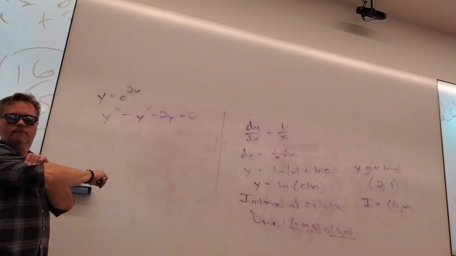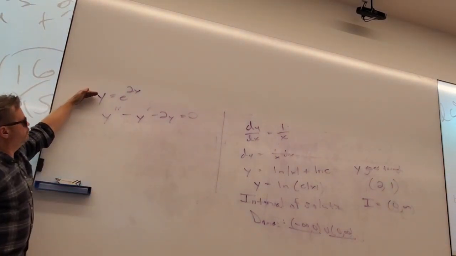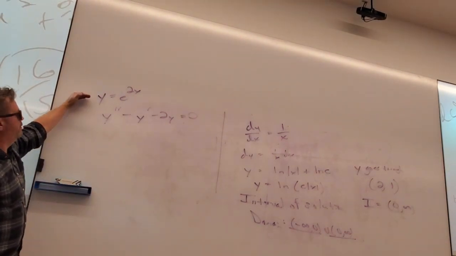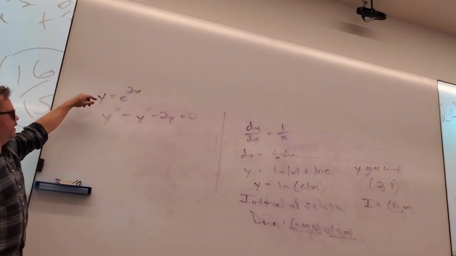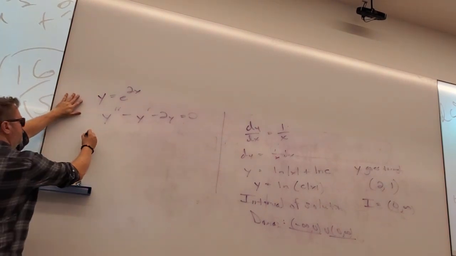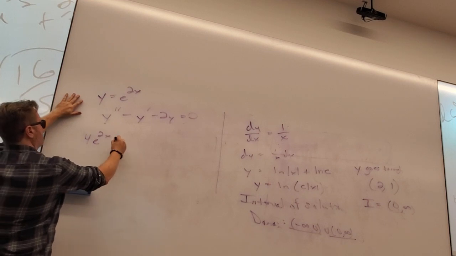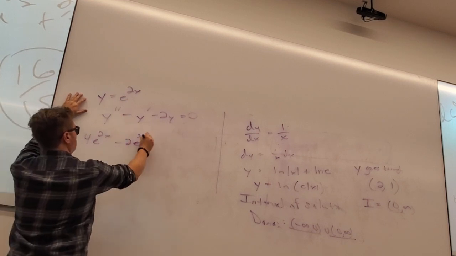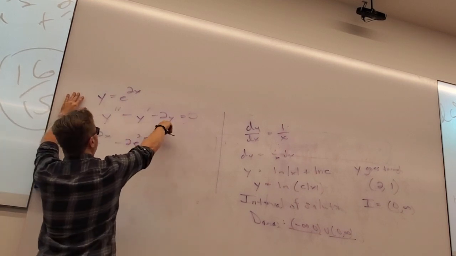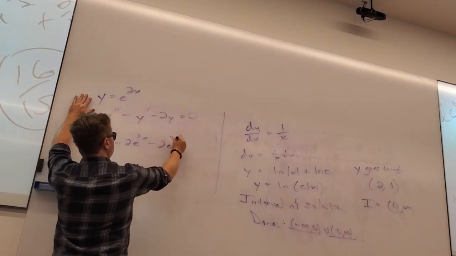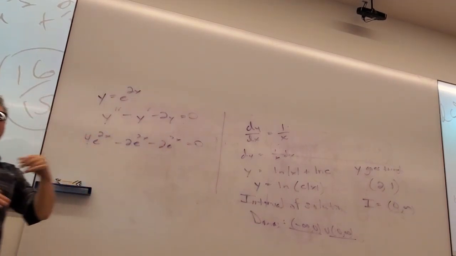Yes, okay. So y prime is 2e to the 2x, y double prime is 4e to the 2x, right? So if you do 4e to the 2x minus 2e to the 2x minus 2e to the 2x, you get 0. So that is a solution.